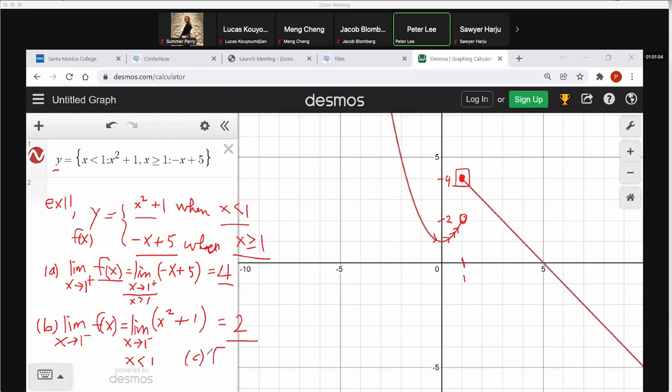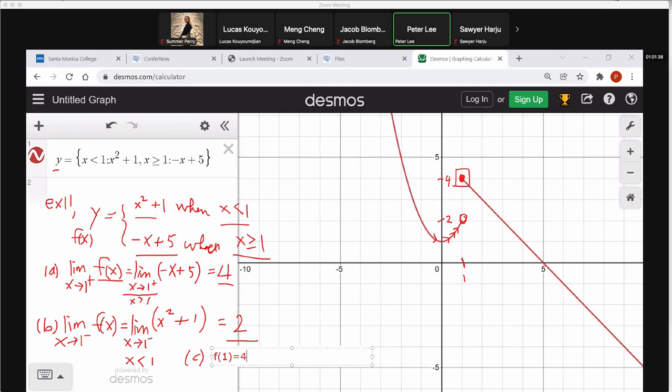What is f of 1? Can you tell what f of 1 is? What you said the f of 1. The f of 1 would be 2 or 4. No. It's 4.